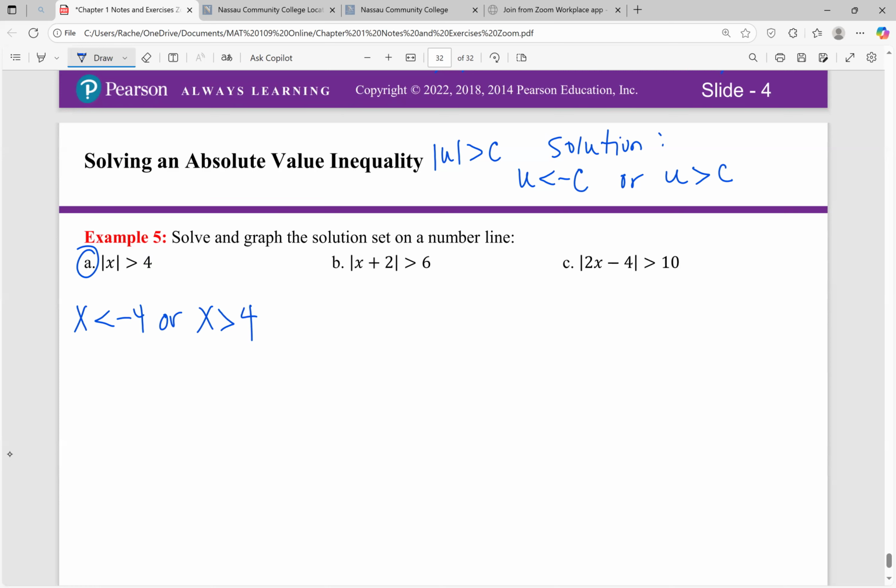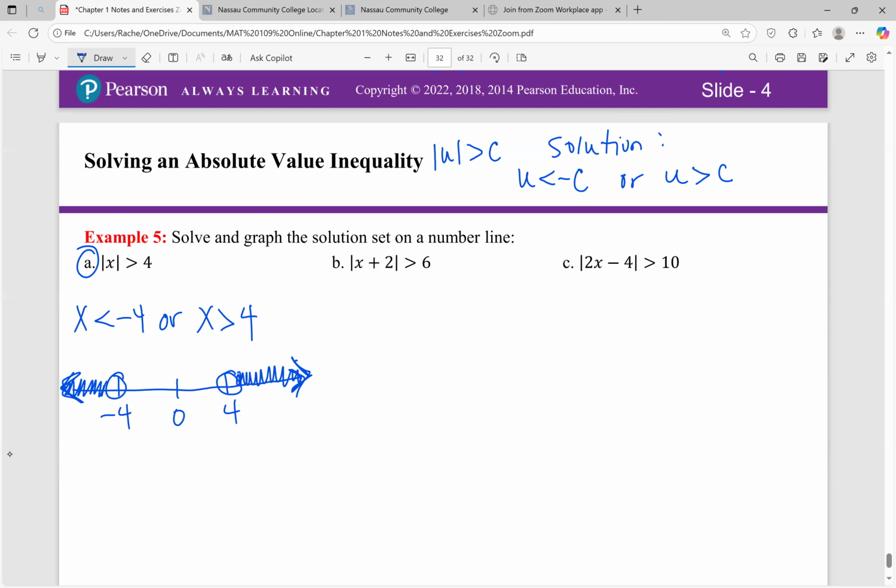And on the number line, it's going to look like this. We're going to have an open circle on 4 and negative 4, right? And x could either be less than negative 4, which is everything to the left of negative 4, or x could be greater than 4. So I'm going to shade everything to the right of positive 4.